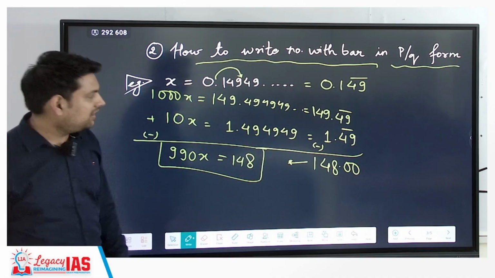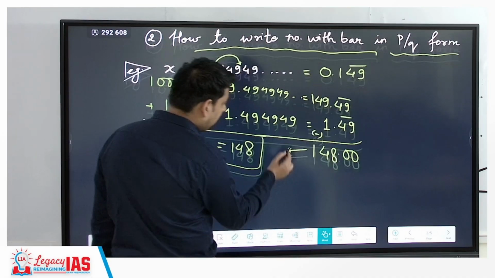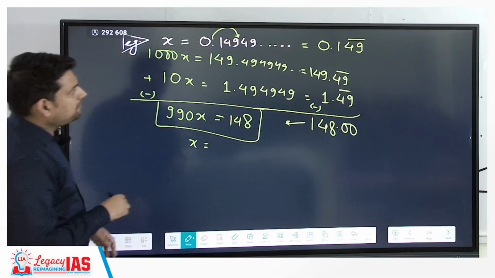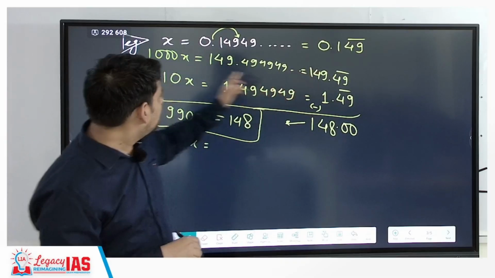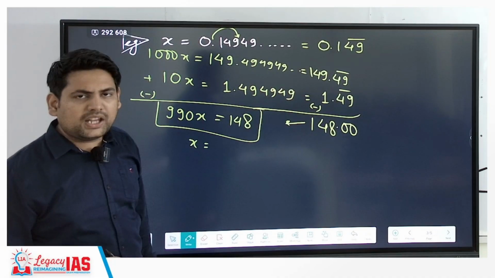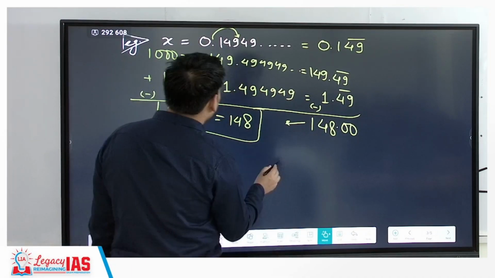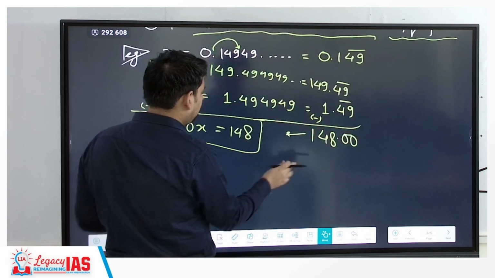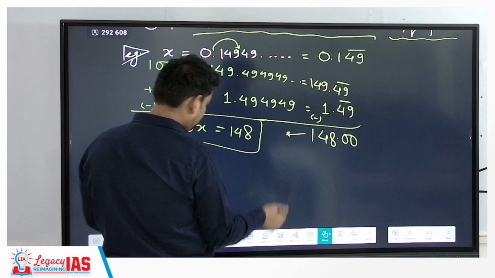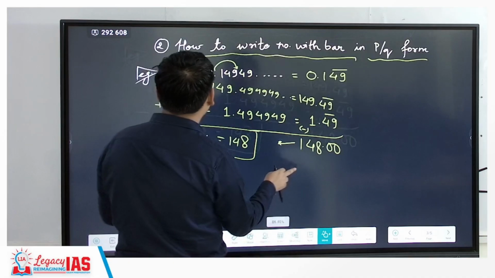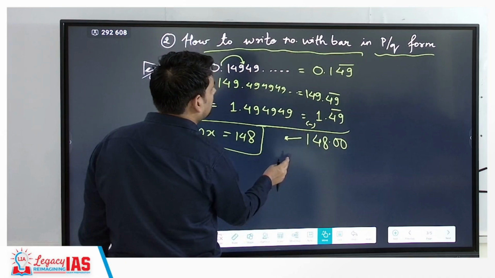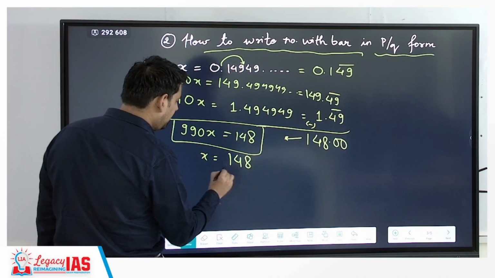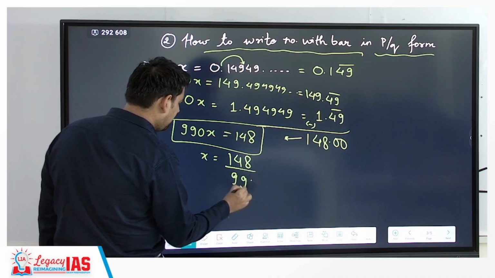Now what's good about it? What we were asked to find, we were asked to find x in P by Q form. X was equal to this. Now we had to write it in P by Q form. This was the question. Correct? How to write numbers with bar in P by Q form. So x is equal to 148 by 990.